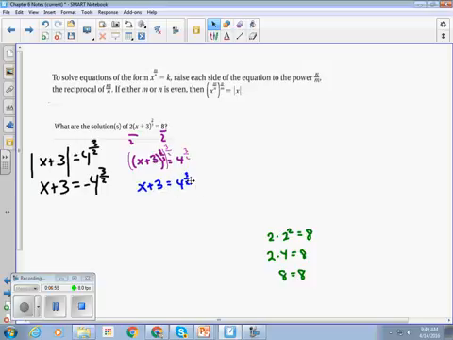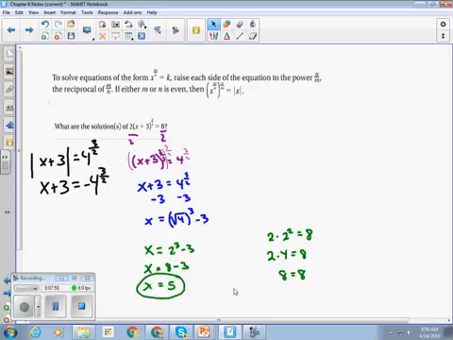So x plus 3 equals 4 to the 3/2. I'm going to subtract 3 from both sides to get x isolated. I have 4 to the 3/2. You can either cube the 4 and then take the square root, or you can square root the 4 and then cube it. I'm going to choose to square root the 4 first and then cube it. So remember, the denominator is the root and the numerator is the power. So square root of 4 is 2. 2 to the 3rd power is 8, and 8 minus 3 is 5.